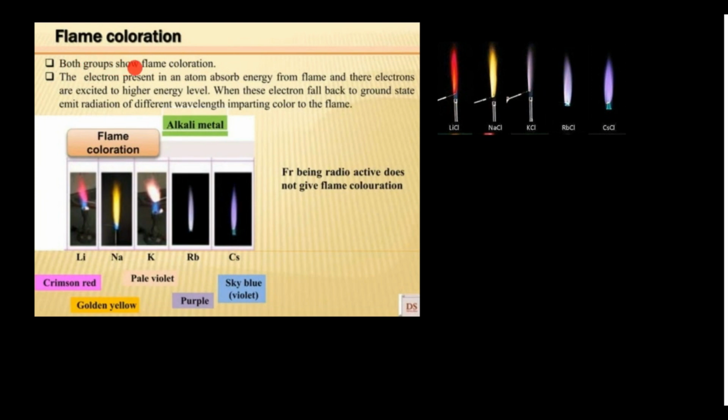Both groups show the flame coloration, but I am only going for the alkali metals here. The electrons present in an atom absorb energy from the flame, and the electrons are excited to a higher energy level, which is the simple concept. When these electrons fall back to the ground state, they emit radiations of different wavelengths, and these emitted radiations fall in the visible region, which gives the color to the flame.